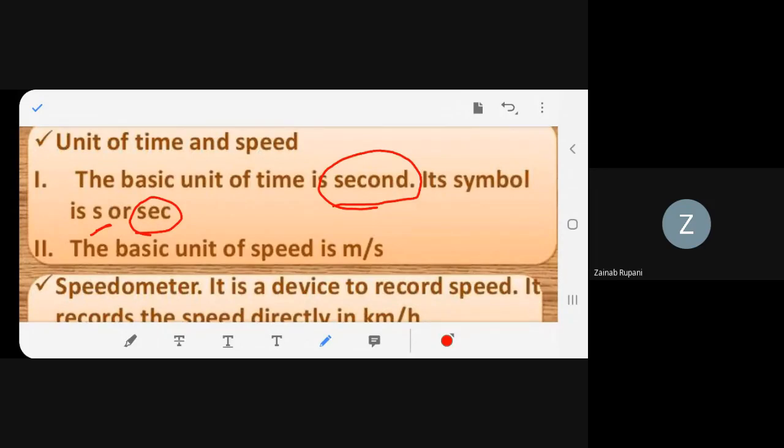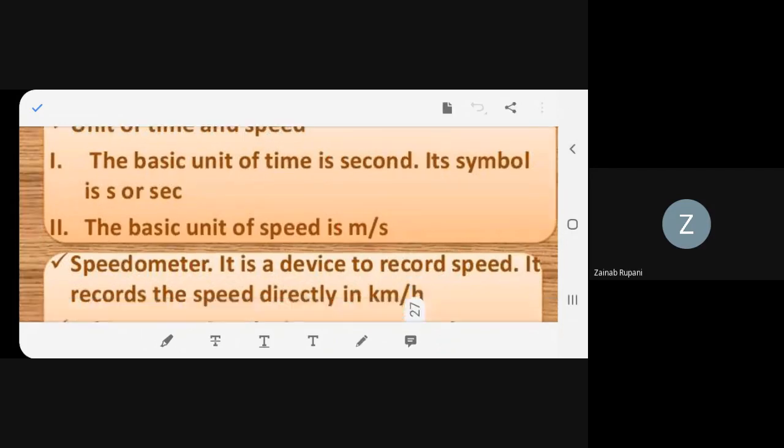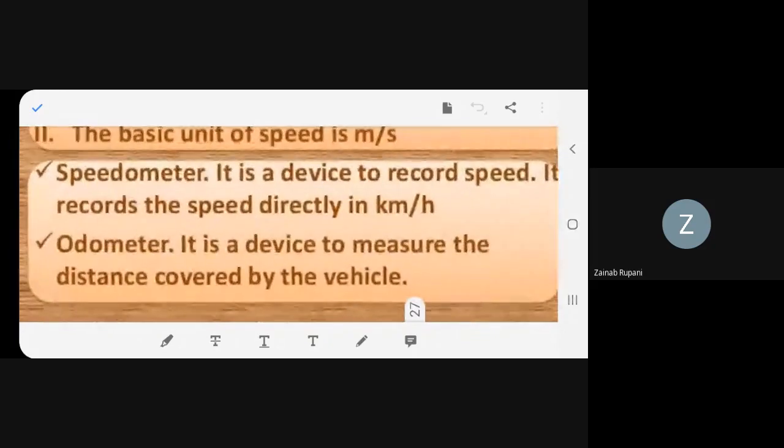What I am talking about as basic is the lowest unit, beta. So which is the smallest? Meter per second. Say it again, beta. Meter per second. Understood now? This is how you have to read it. Okay? Fine. Now, how to find out the speed?